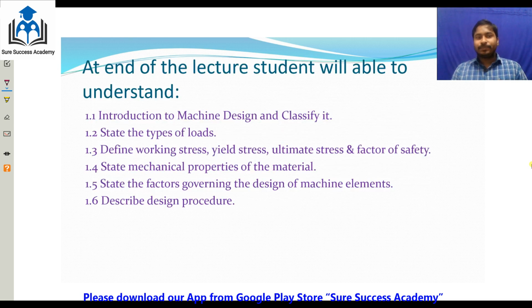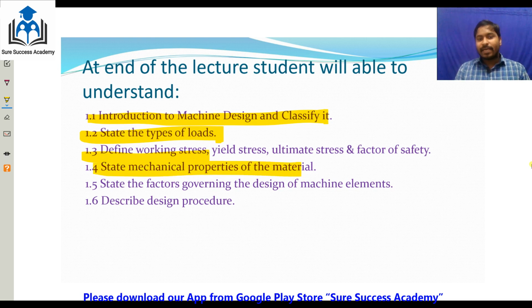So friends, at the end of my lectures, students will be able to understand the introduction to machine design and its classification, state the types of loads, define working stress, yield stress, ultimate stress and factor of safety, state the mechanical properties of materials, state the factors affecting the design of machine elements, and describe the design procedure. These 6 points we will cover in the following lectures of this introduction to machine design chapter.